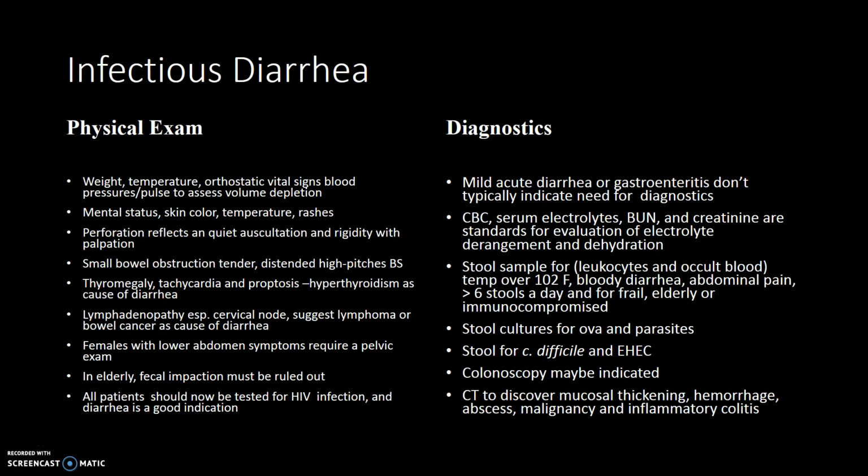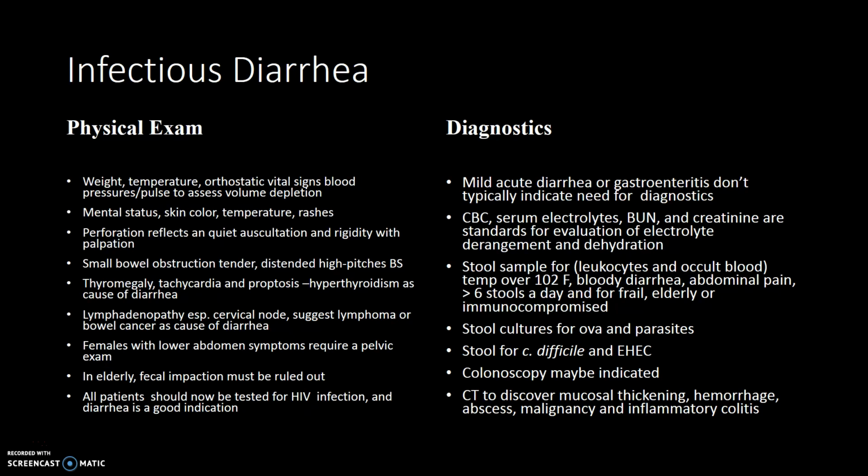Diagnostically, mild acute diarrhea or gastroenteritis doesn't typically indicate a need for diagnostics. We do, though, if it's moderate to severe, obtain CBC, serum electrolytes, blood urea nitrogen, and creatinine. They're just standards for evaluation of electrolyte derangement and dehydration. Stool sample for leukocytes and occult blood for patients that present with a temp over 102, bloody diarrhea, abdominal pain, greater than 6 stools a day, and for the frail, elderly, or the immunocompromised.